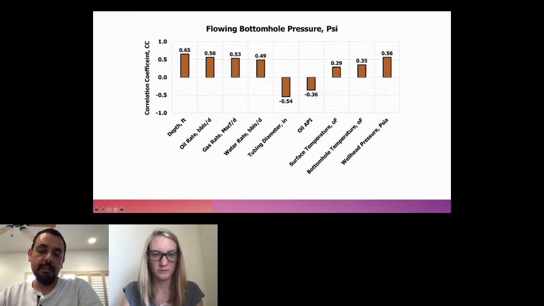Even though oil rate is a little bit better using mean and standard deviation for filling up the data quality gaps, the depth is absolutely outside of the distribution for us. And then the third important one is wellhead pressure, and that is basically correlated.